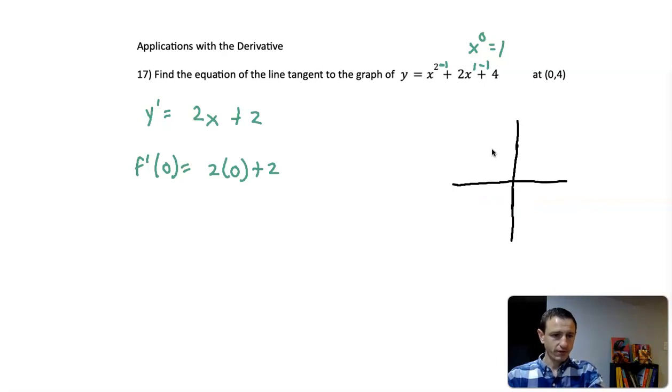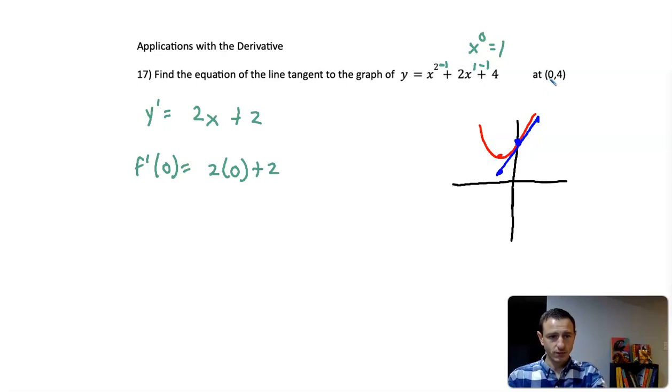So for example, let me draw this off to the side real quick. If I had the graph, x squared plus 2x plus 4 would be somewhere over here roughly. And we are wondering what is the equation of the line tangent to the graph at the point (0, 4). So let's call this point (0, 4) right here. So we're going to have a line tangent right there at (0, 4), and we want to know that equation.